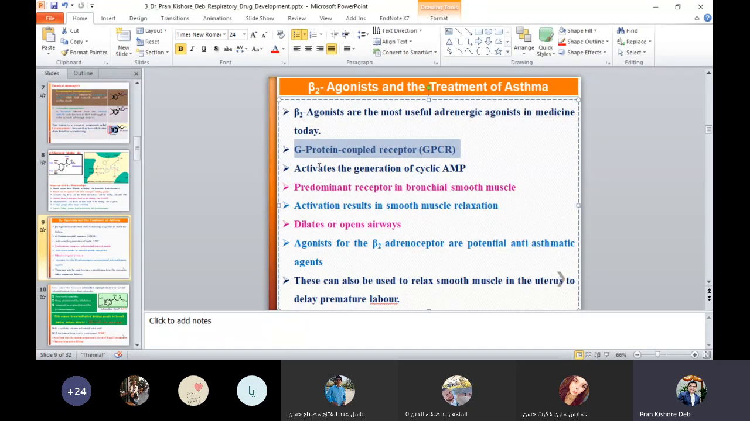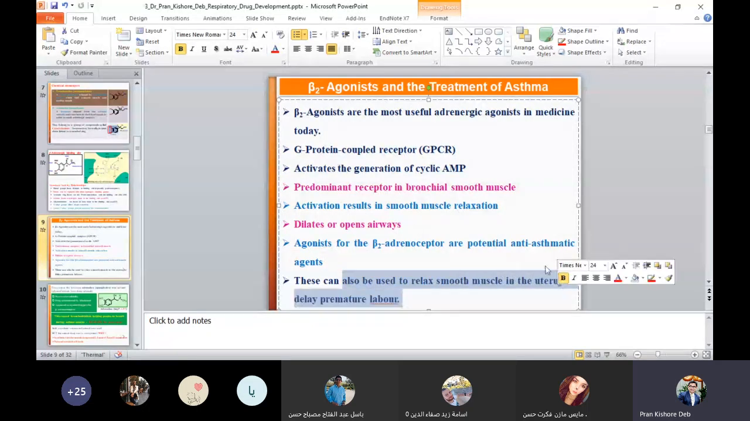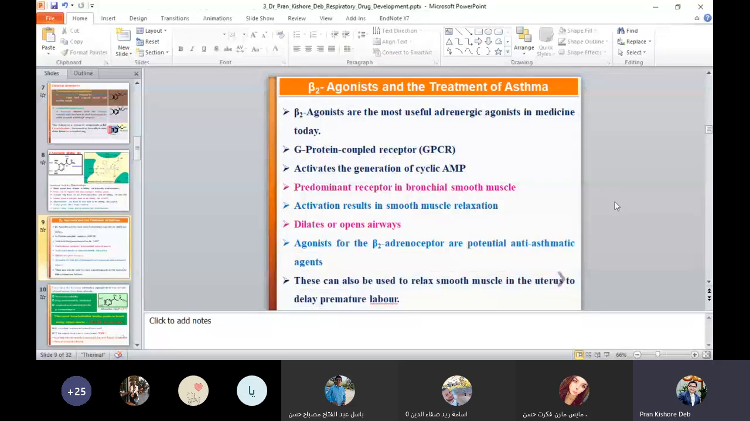They activate the generation of cyclic AMP. These beta receptors are predominant, with the beta 2 receptor predominant in bronchial smooth muscle, and activation of the beta 2 receptor results in smooth muscle relaxation, which opens the airways. Agonists for beta 2 adrenoreceptors are potential treatments for asthma. This can also be used to relax smooth muscle in the uterus to delay premature labor. But anyway, we'll not concentrate on that. We'll be concentrating on the development of anti-asthmatic drugs as beta agonists.